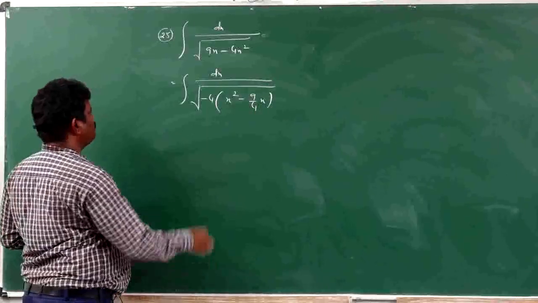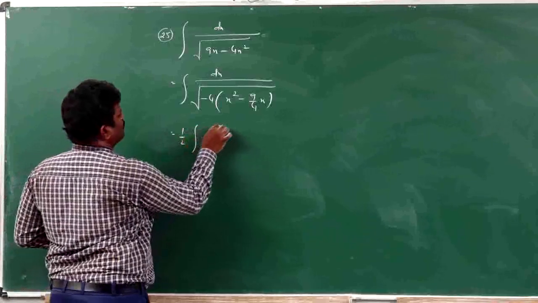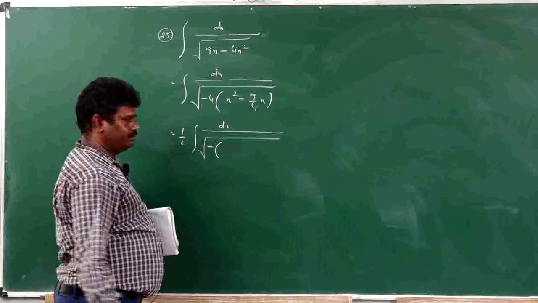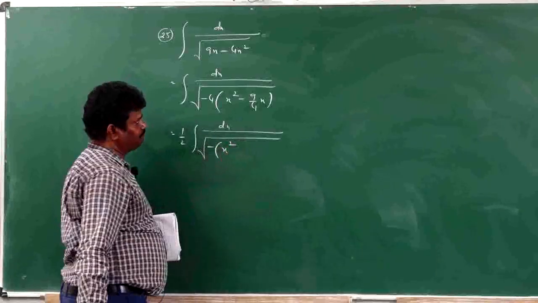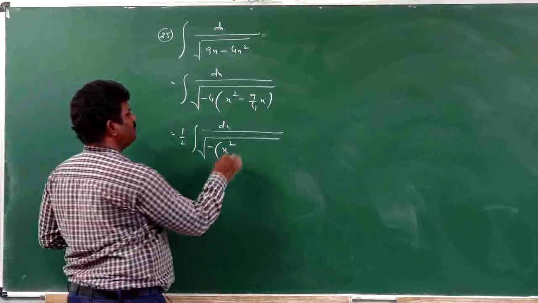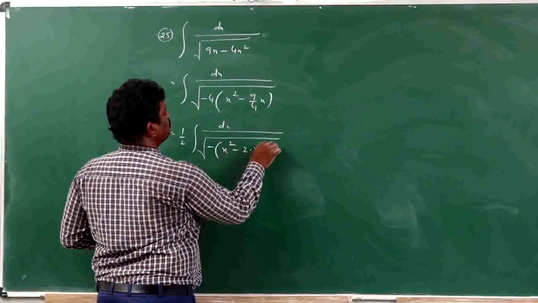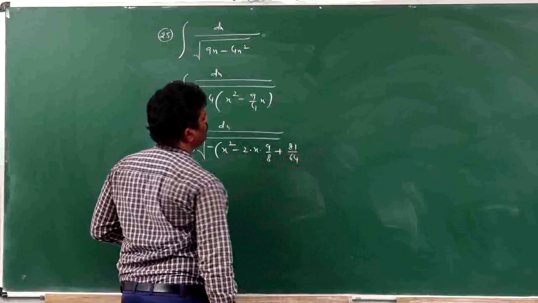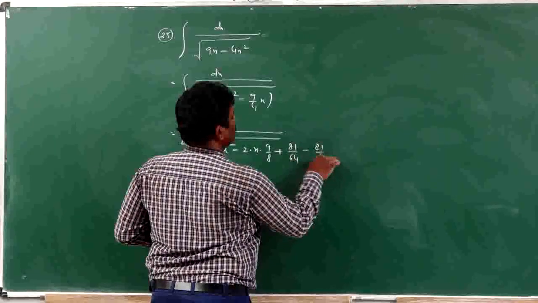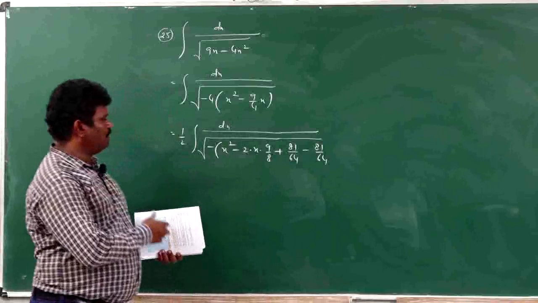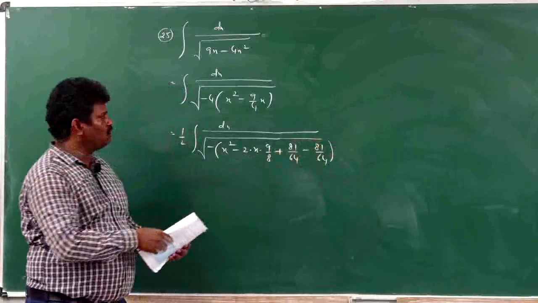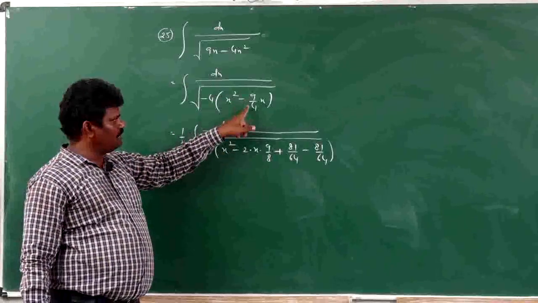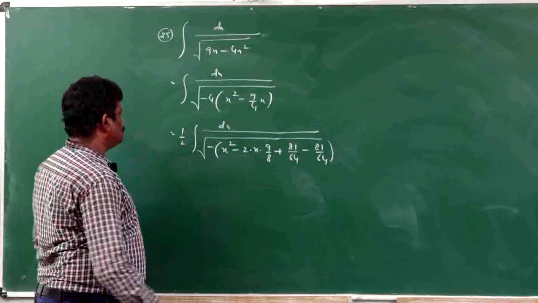Taking 4 outside the root, this value is equal to 1 by 2 integral dx by square root of minus half x square minus 2 into x into 9 by 8 plus 81 by 64 minus 81 by 64. Here, first minus 4 common, so positive becomes negative. X square, 2 is not there, so multiply and divide with 9 by 8.